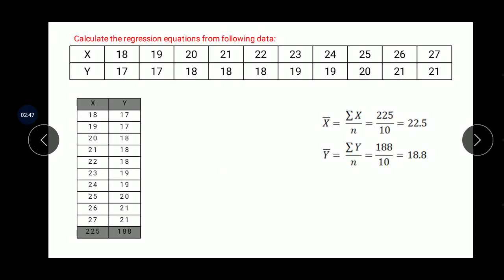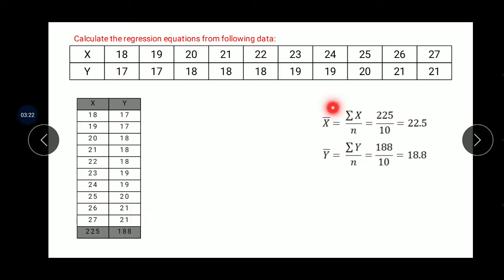So let's see one example. Calculate the regression equation from the following data. So the x series is given and the y series is given. As you can see, the values of the x series and y series are large, right? So firstly we'll calculate x bar and y bar. We'll write the x series and y series in the form of a table. Summation x comes out to be 225. Calculate summation y, sum these values and it will come out to be 188.